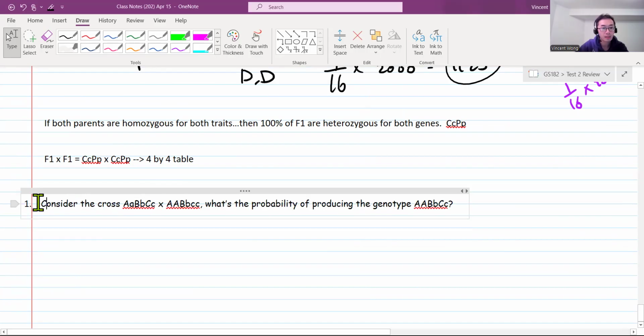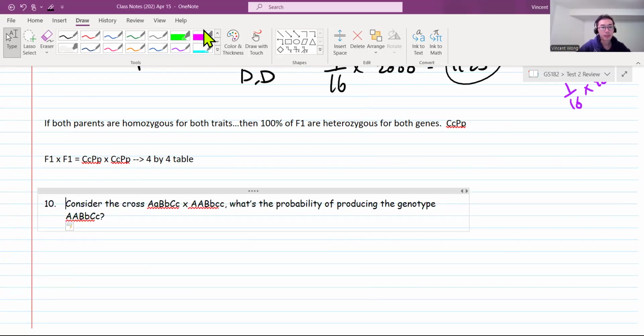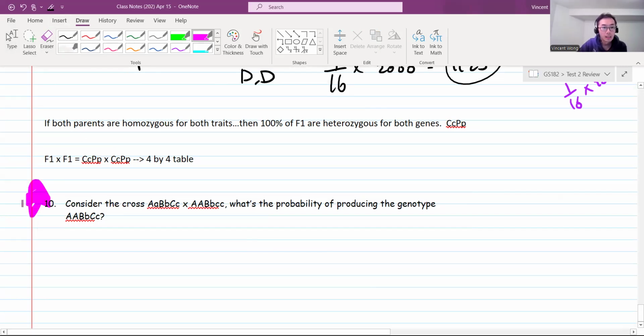This is number 10. Okay, please pay attention to this one, okay? Consider the cross this and this. What is the probability of producing the genotype this? Now this is 3 traits.